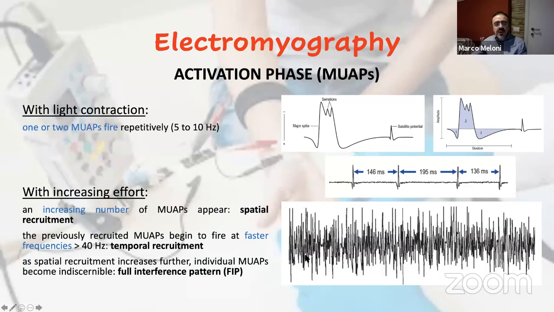And when they reach the maximal contraction, we get motor unit action potentials that are indiscernible. So this is also called the full interference pattern, FIP.